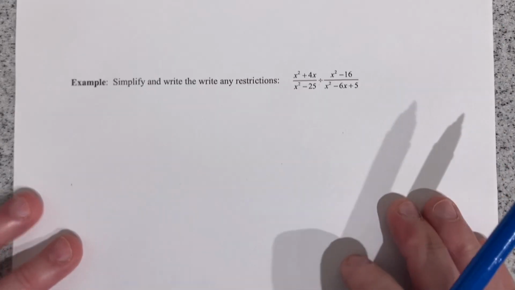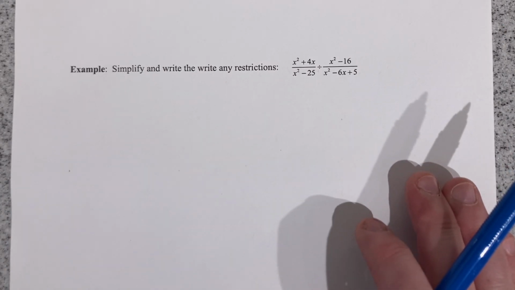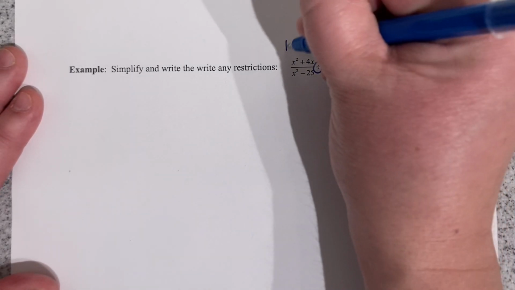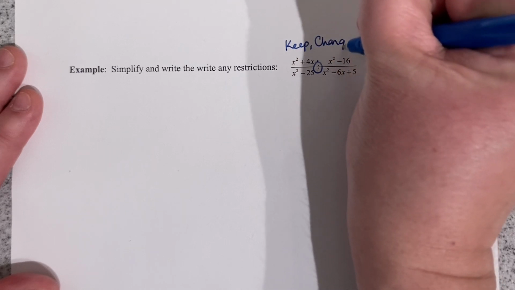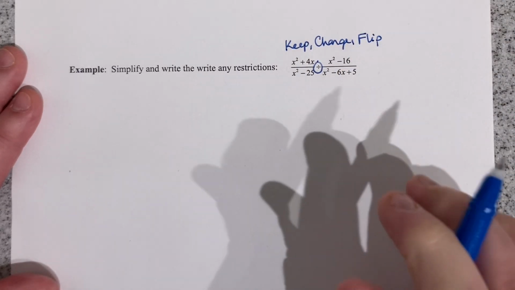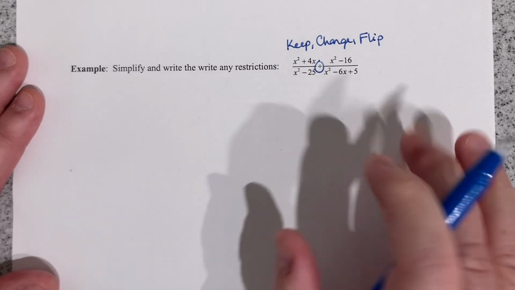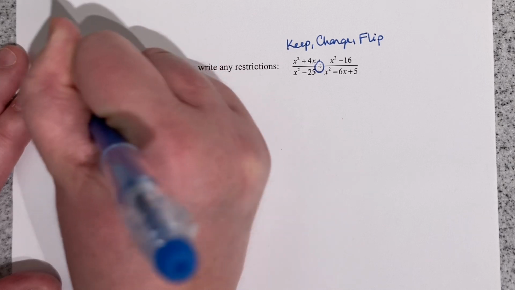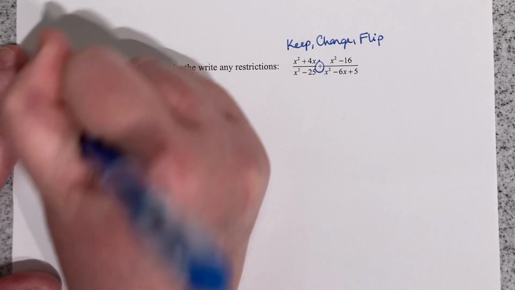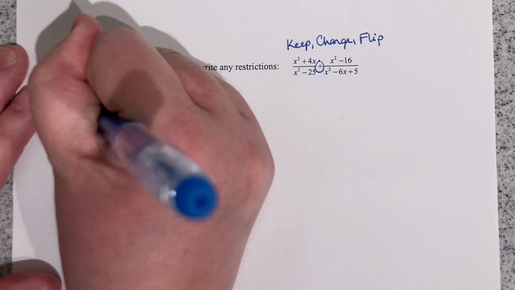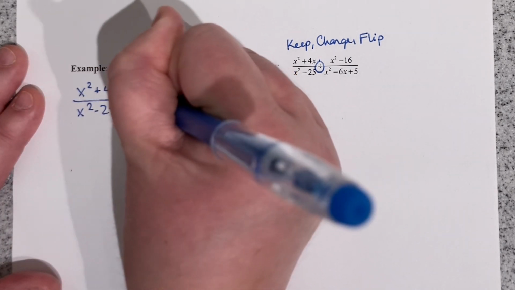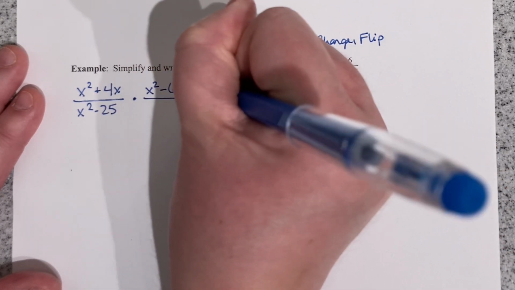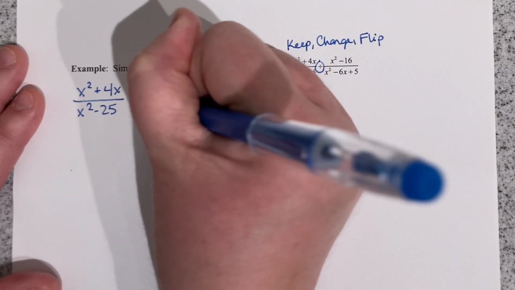Let's try the next one. Simplify and then write any domain restrictions. All right, first step, for divide, I need to do keep, change, flip. So even before I start factoring, or you can flip and factor in the same step if you're up for that, I'm going to just do the flipping. So I'm going to keep the first fraction, x squared plus 4x over x squared minus 25, change to multiply, and then flip the second fraction, x squared minus 6x plus 5 on the top, and now x squared minus 16 on the bottom.